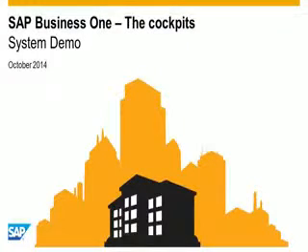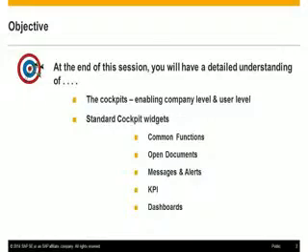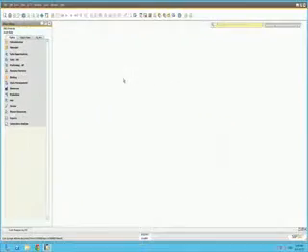Welcome to this demonstration on the Cockpit experience available in SAP Business One. The Cockpit can be easily customized per user to allow a simplified and more efficient user experience. This demonstration will cover the following topics: the Cockpit, enabling it at a company level and a user level, and the standard Cockpit widgets available, common functions, open documents, messages and alerts, the KPI widget, and dashboards.